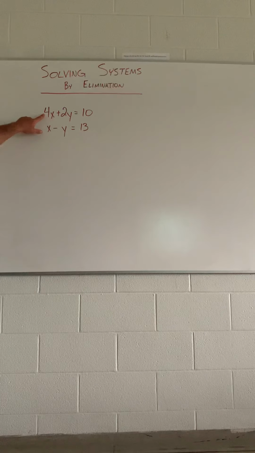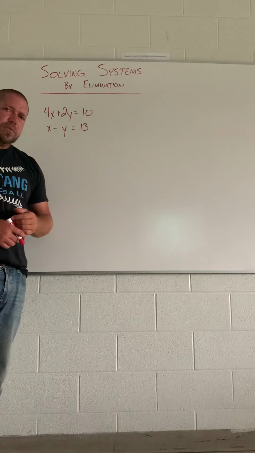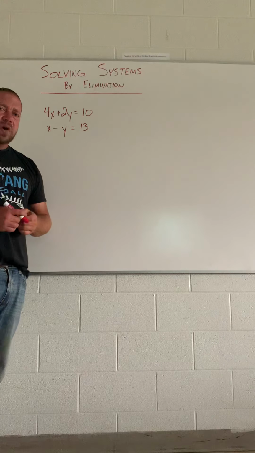Notice we have 4x's here, we have 1x here. We have 2y's here, and we have a negative 1y here. So what we want to do in elimination is we want to get rid of one of these two variables. And we've got to go back to our basic Algebra 1 concepts, where what we do to one side of the equation, we can do to the other.